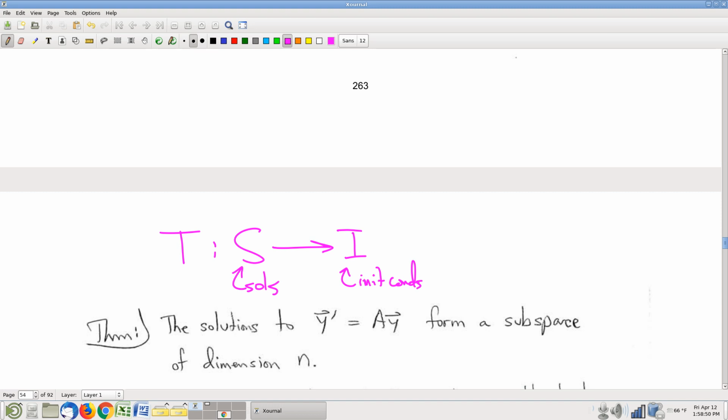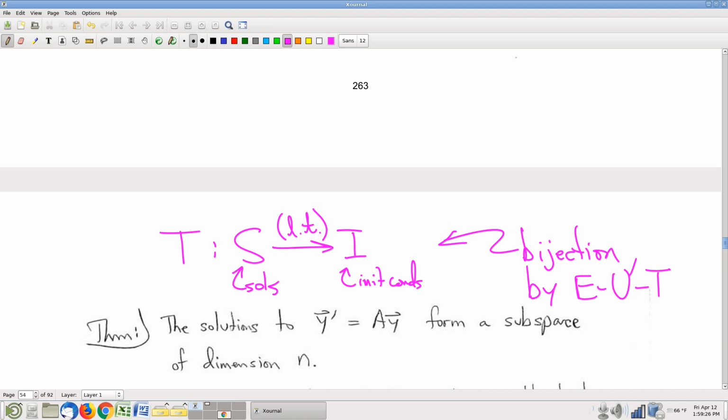Right, this linear transformation is plug in x equals 0. Real easy linear transformation. Real easy to check that it's a linear transformation. Let me write that down. So this is a linear transformation. You then argue that this linear transformation here is a bijection. You argue that it's a bijection by way of the existence and uniqueness theorem.